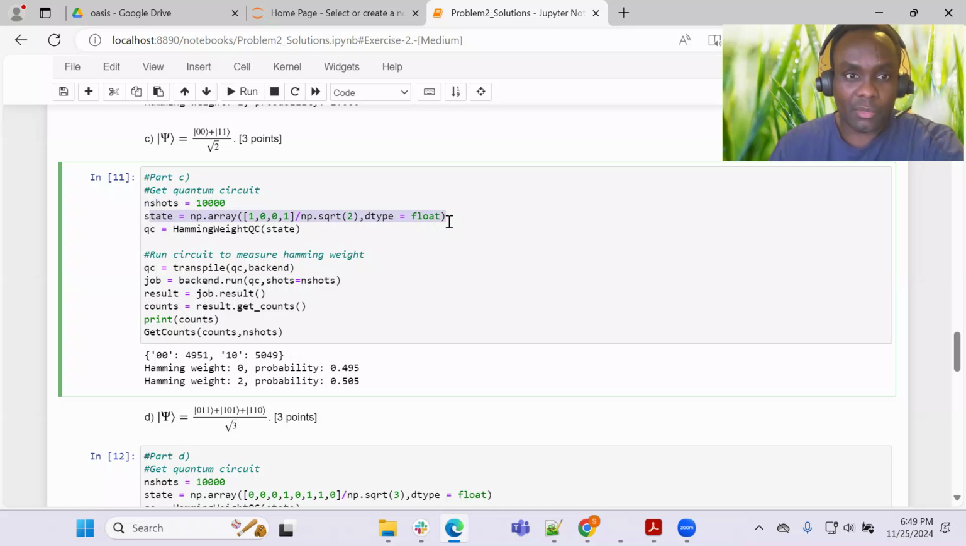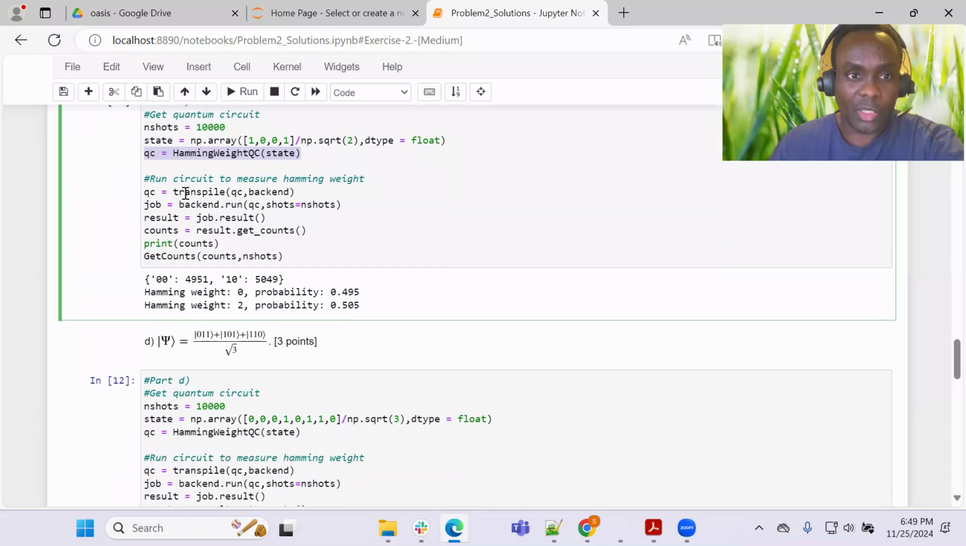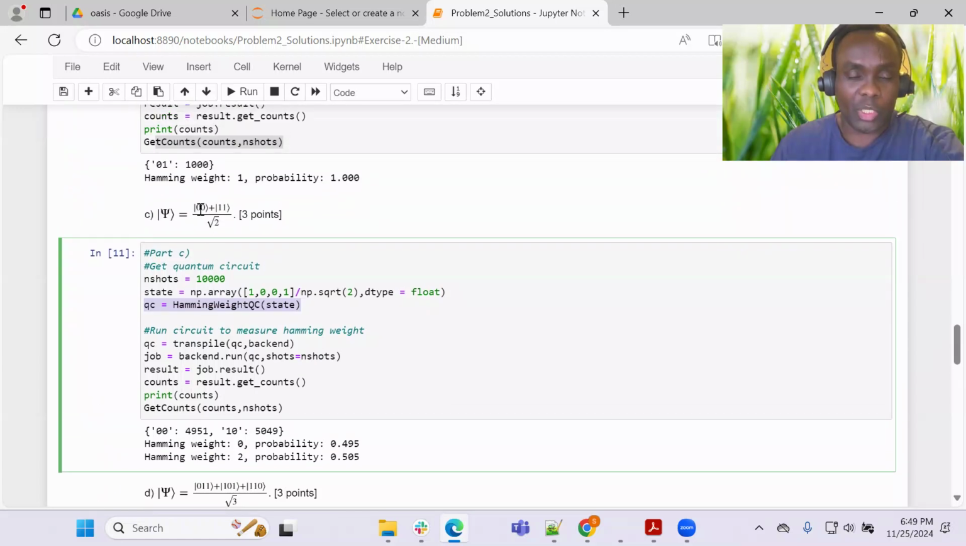This is the state in vector format. And then I'm grabbing the quantum circuit from the function that I created. Run the circuit as before, get the counts, and print the Hamming weights. So you can see here the Hamming weight can be 0 with a probability of 0.5, and the Hamming weight can also be 2 with a probability of 0.5. So there's a 50-50 chance of getting Hamming weight 2 or Hamming weight 0, as you can see here. The first part has Hamming weight 0, the second part has Hamming weight 2.